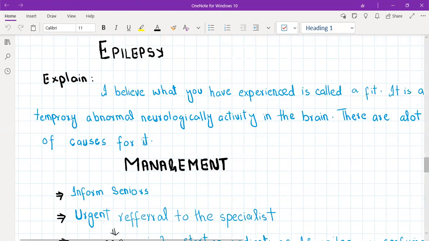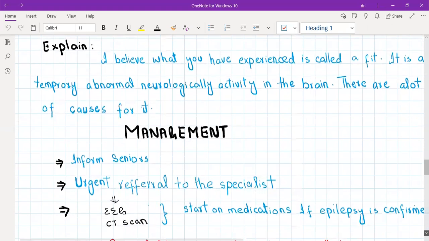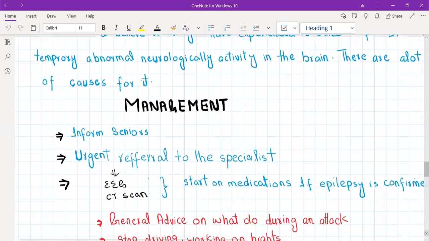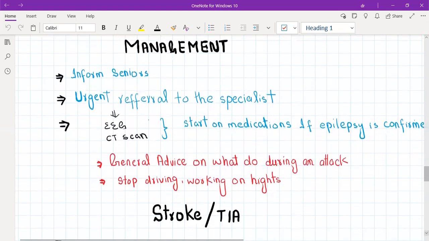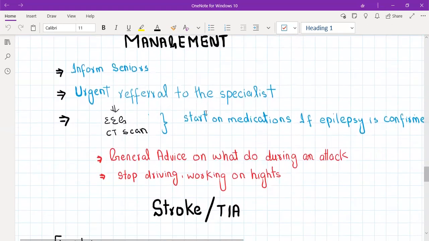So what you will do, you will inform your seniors and refer urgently to the specialist, because on a single episode we cannot say that this is epilepsy. What the specialist will do, he will do an EEG and a CT scan, and if epilepsy is confirmed, then he will start anti-epileptic medication.